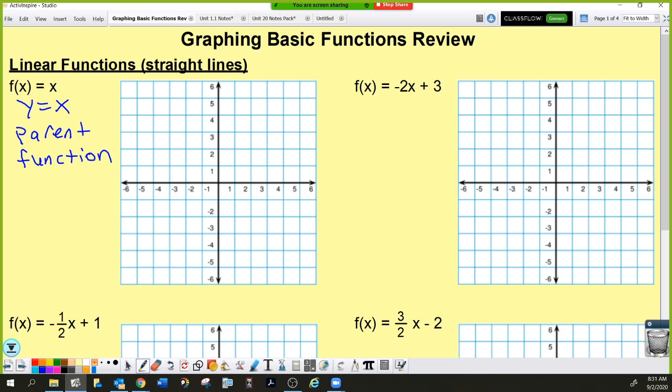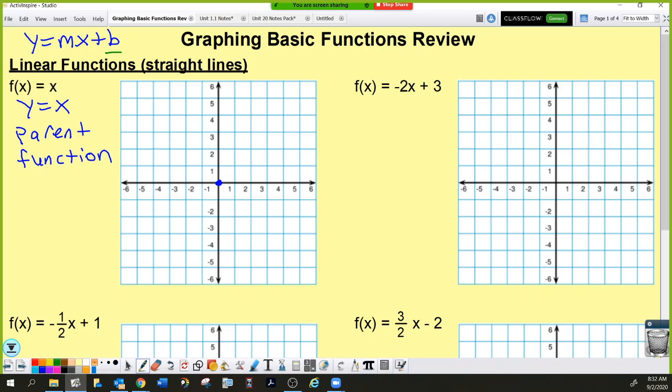So this parent function, y equals x, it doesn't have a y-intercept. And the reason why I know this is because it's written in the format y equals mx plus b, where the plus b right here would be your y-intercept. Well, this y equals x doesn't have anything there, so you can think of it as saying plus 0. You don't have to write that, but that's how we know its y-intercept is 0, because there's not a number there. So what I'm going to do is I'm going to put a dot on y equals 0 right there.